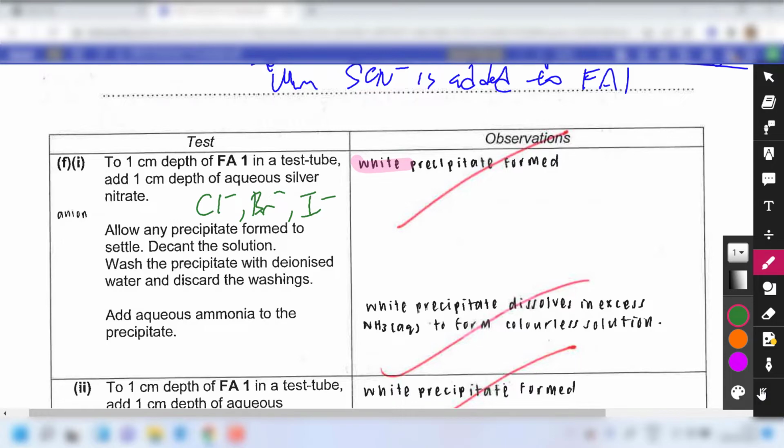Sometimes it may appear a little bit cream, so you can't really differentiate between white and cream. And the reason why you need to add aqueous ammonia later on is really to differentiate between silver chloride and silver bromide. Because if you take a look at your QA notes, you notice that silver chloride dissolves in excess ammonia to give you a colorless solution, but silver bromide only partially dissolves. So please ensure that you take note of the observation, because it's actually quite clear cut.